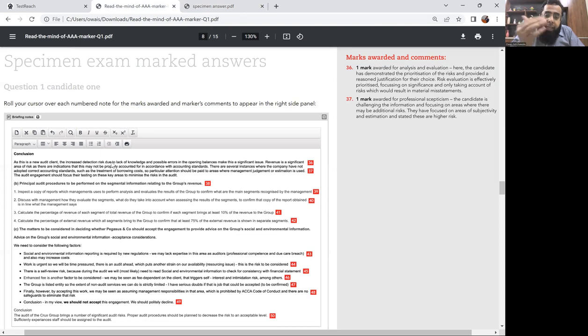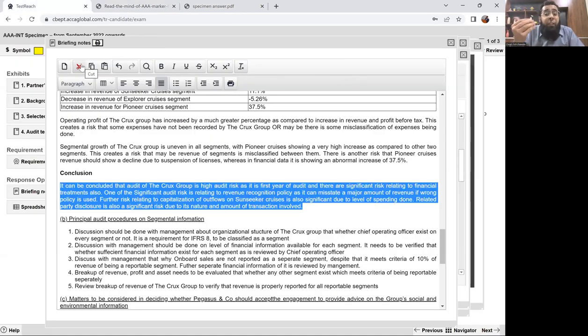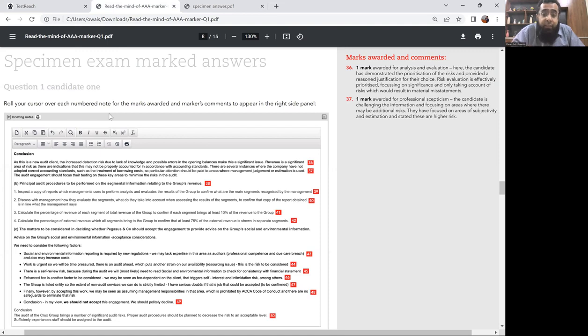But the candidate one has also given it after the audit risk, and my advice is also that you should give it once you complete the audit risk because the information is fresh in your mind. You can simply refer to it at the same time. Okay. Now, if you look at his answer, he has missed out several of the risks.